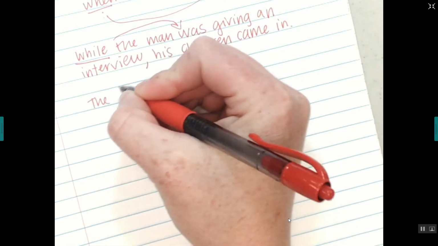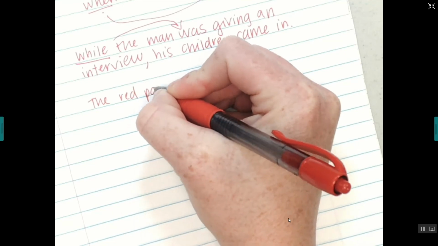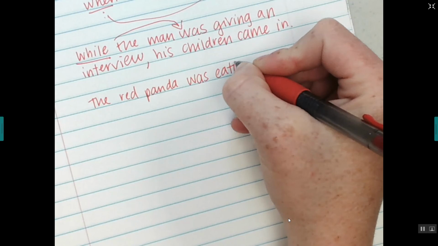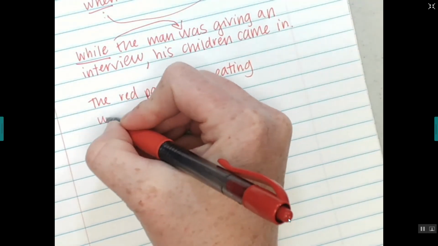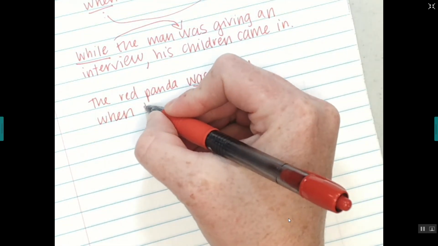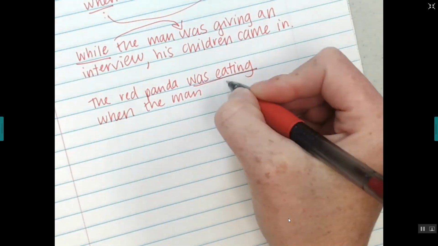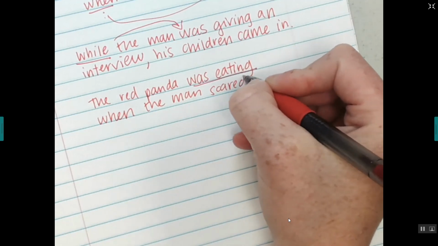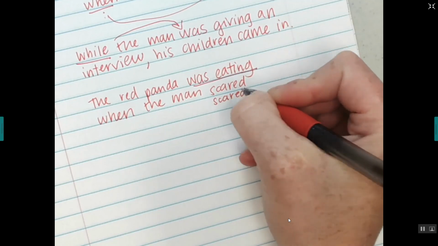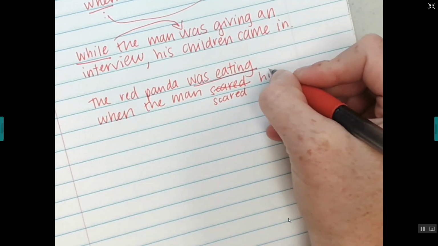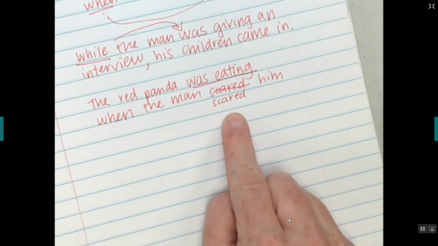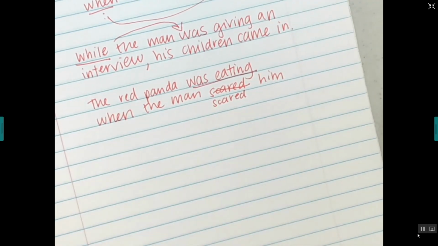So the red panda was eating when, okay, so here's was eating is past continuous, when the man scared him. Sorry, I didn't write that well. S-C-A-R-E-D. Scared him. Okay? The red panda was eating when the man scared, simple past, him.